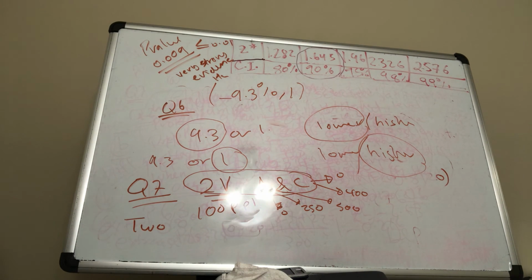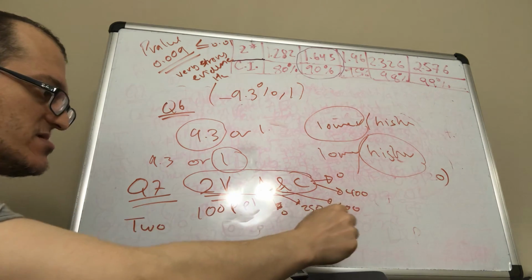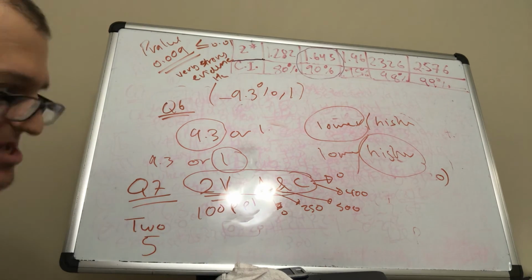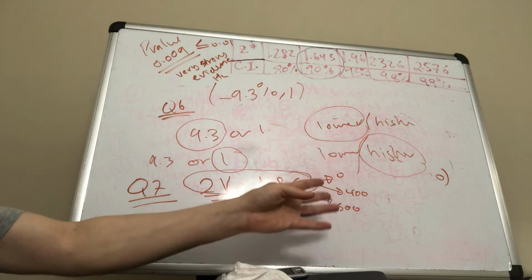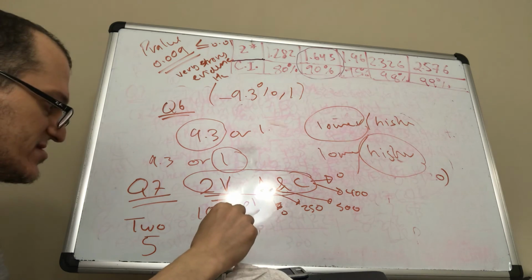How many treatments? Oh, this is the mistake. There are 2 dosages here versus 3. So treatment is 5, not 6. Maybe they thought that it's 3 for both. No, it's 2 and 3, so it's 5. Response at the end, what do we get from this?